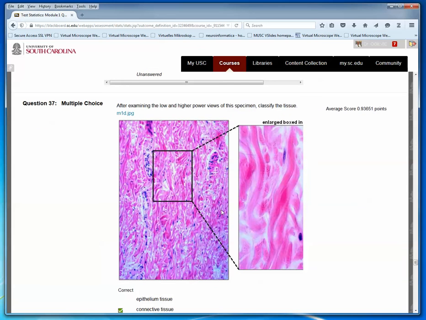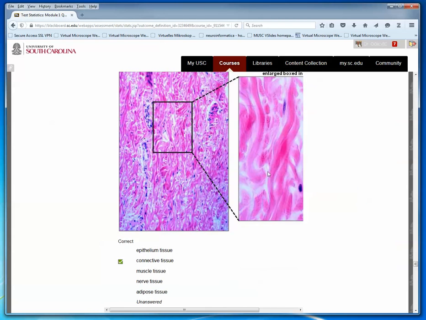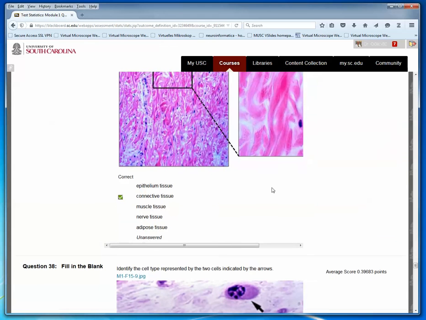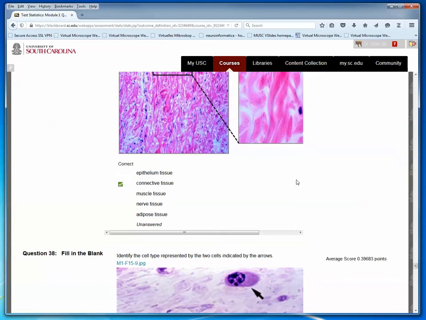And after examining the low and high, classify the tissue. All the stains are H&E unless we say otherwise. So this was hematoxylin and eosin. And it's collagen, the fibroblast nucleus here and here. And so that's connective tissue.